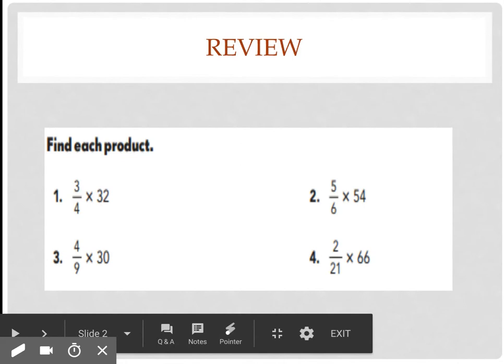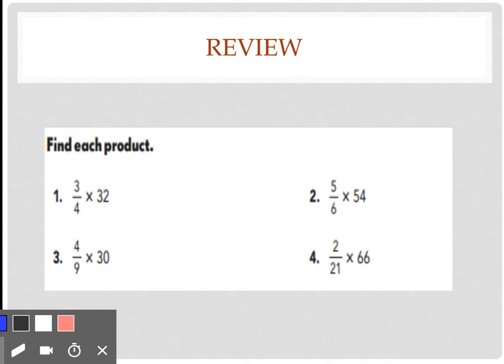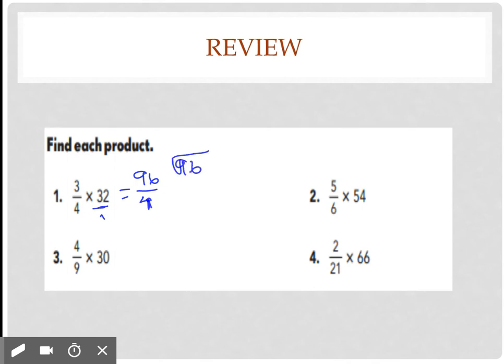Okay, so just to review, to multiply fractions, remember you're just going straight across. Anytime you're multiplying a fraction times a whole number, you make the denominator 1. So 3/4 times 32 would be 96 over 4. And then you want to simplify as much as you can by doing long division. 96 divided by 4 would be 24. And because we have no remainder, our answer is just a whole number.